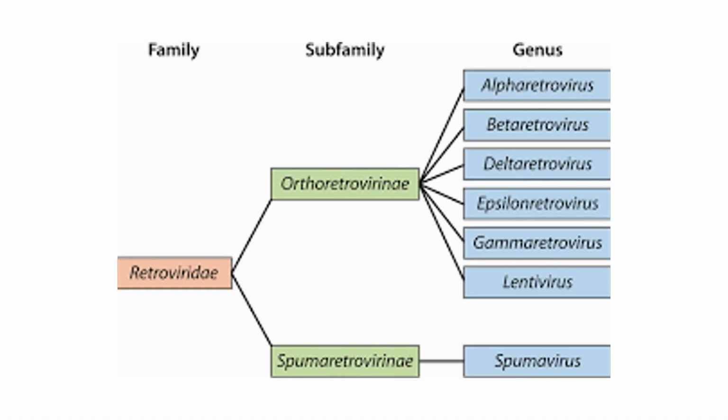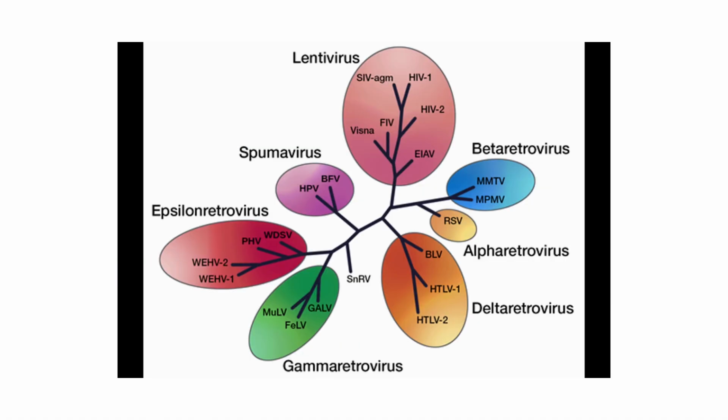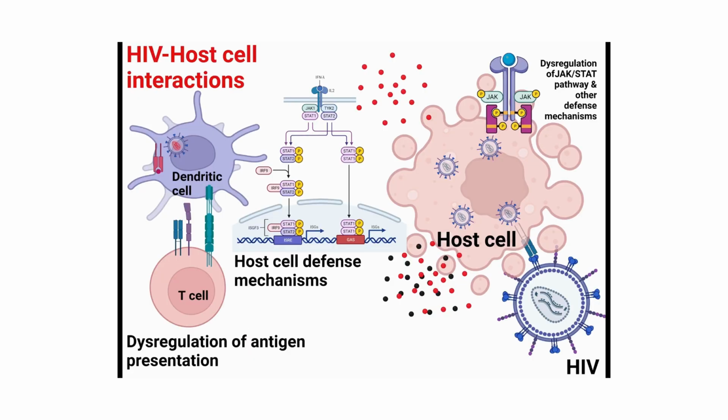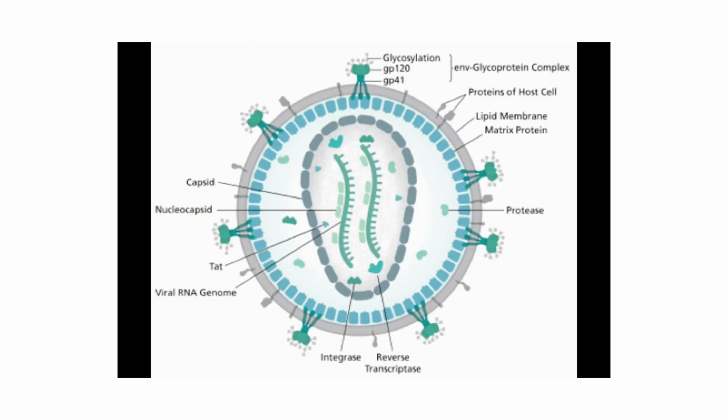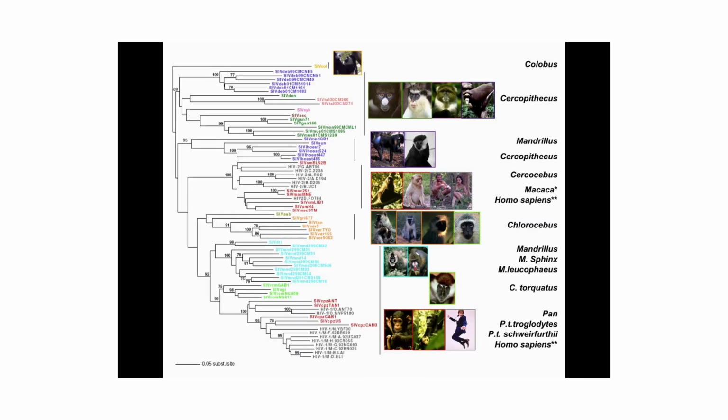HIV belongs to the Retroviridae family and the lentivirus genus. It is a retrovirus, which means it uses RNA as the genetic material and converts it into DNA inside the host cell. Its closest relative is the simian immunodeficiency virus, or SIV, found in monkeys and apes.